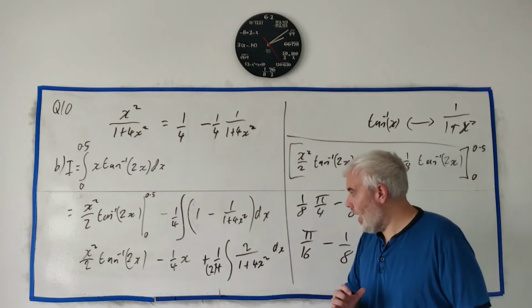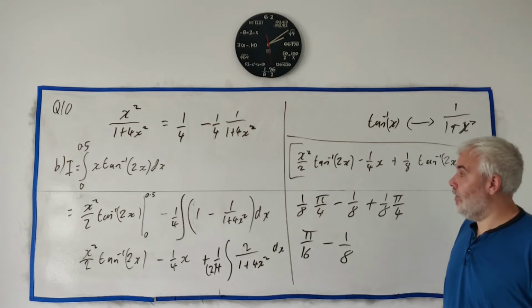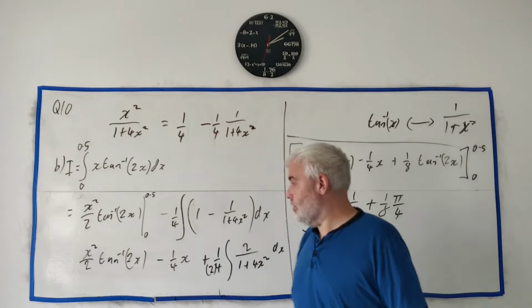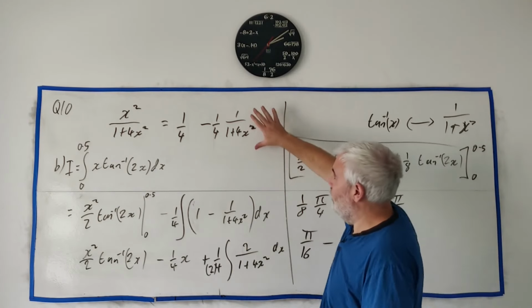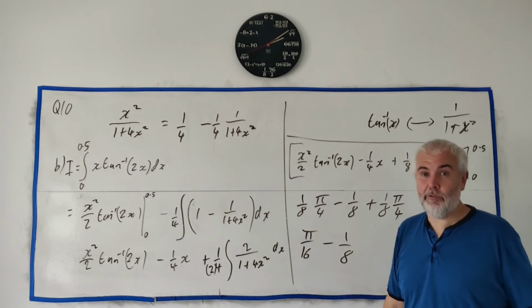You had to recognize that the integral of this is tangent. You had to recognize that integration by parts does the question. I guess you had to recognize that part A helped in part B. It was a hard question.